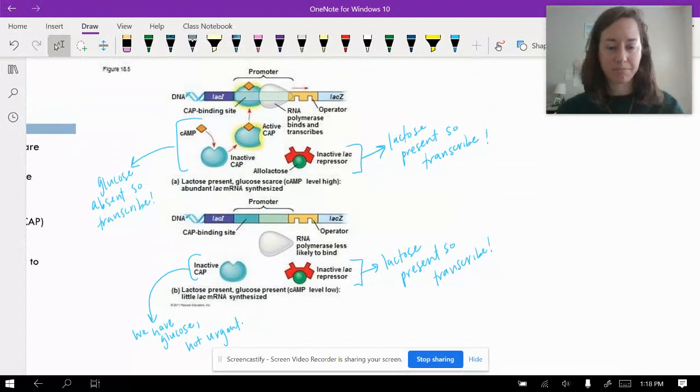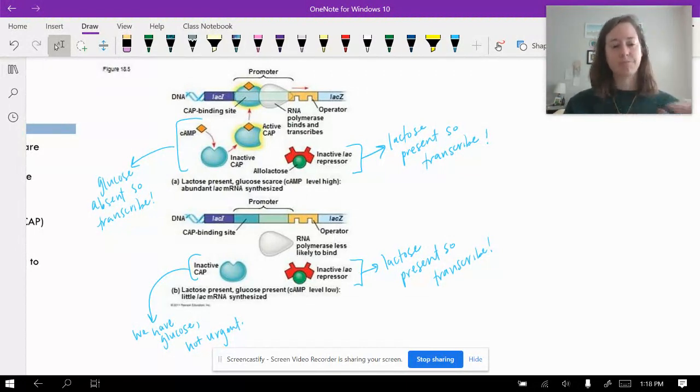So without CAP, RNA polymerase still can bind, but it's less likely to bind because CAP isn't there at the promoter. And CAP is kind of like the push for RNA polymerase to bind to the promoter and start transcription. So some lac mRNA will be synthesized because the block of the repressor isn't there. The operon has been induced. But at the same time, CAP isn't there to give that little extra push. So this is an example of positive control, the cyclic AMP and CAP situation.